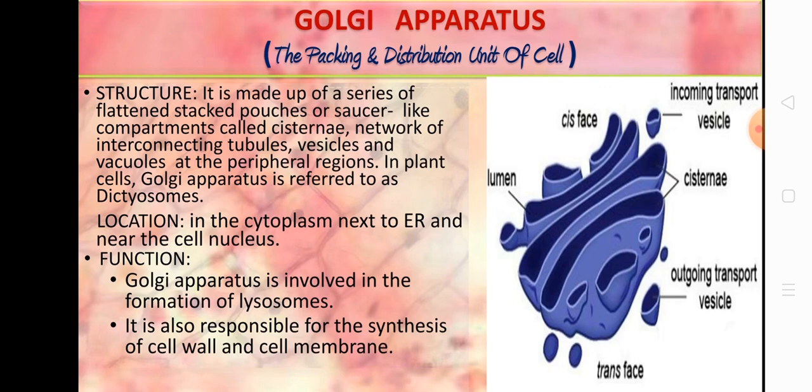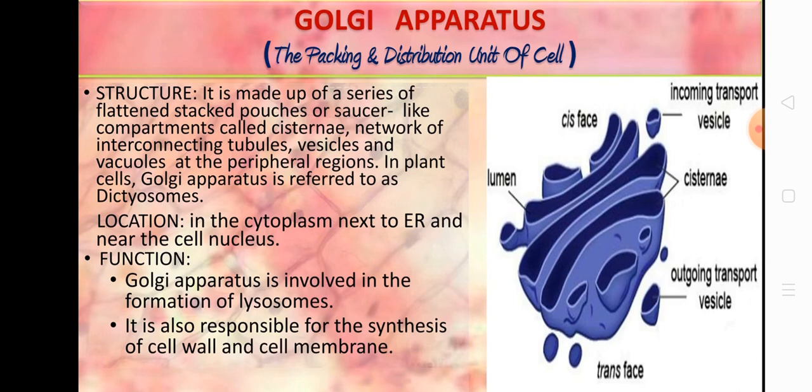Now, function of the Golgi bodies. Golgi apparatus is involved in the formation of lysosomes, and since we also discussed that it is a packaging unit, so packaging unit is involved in storage and modification of some of these components into the things that we require, into the materials that we required. Golgi apparatus is involved in formation of lysosomes. It is also responsible for the synthesis of cell wall and cell membrane.